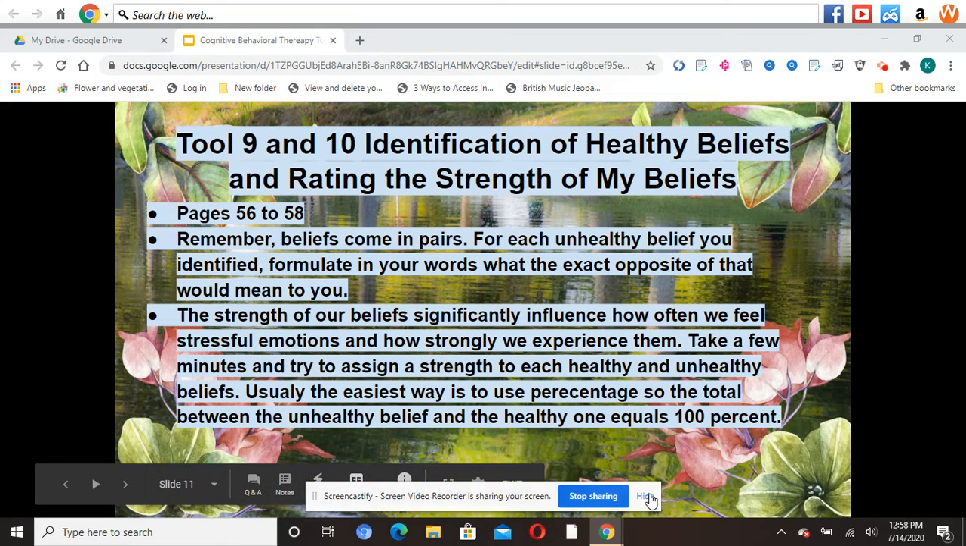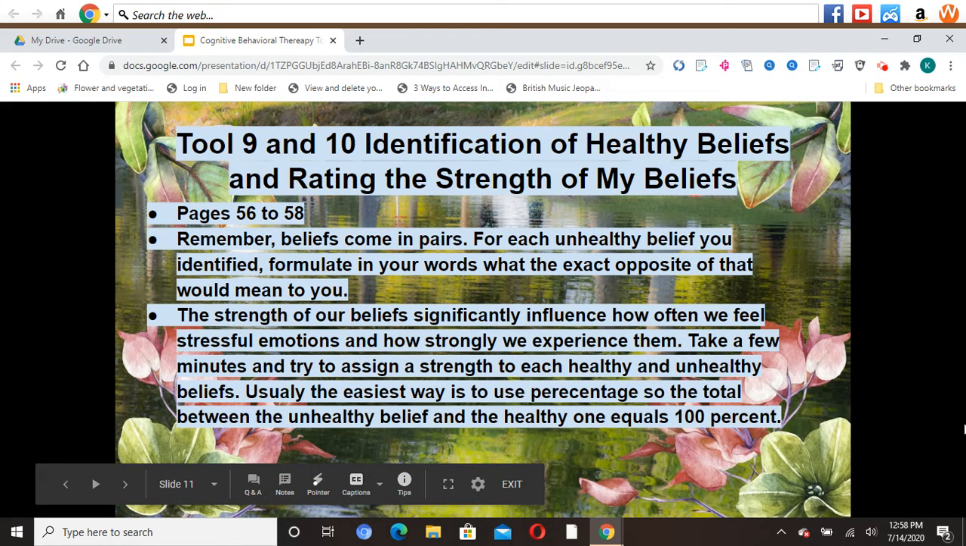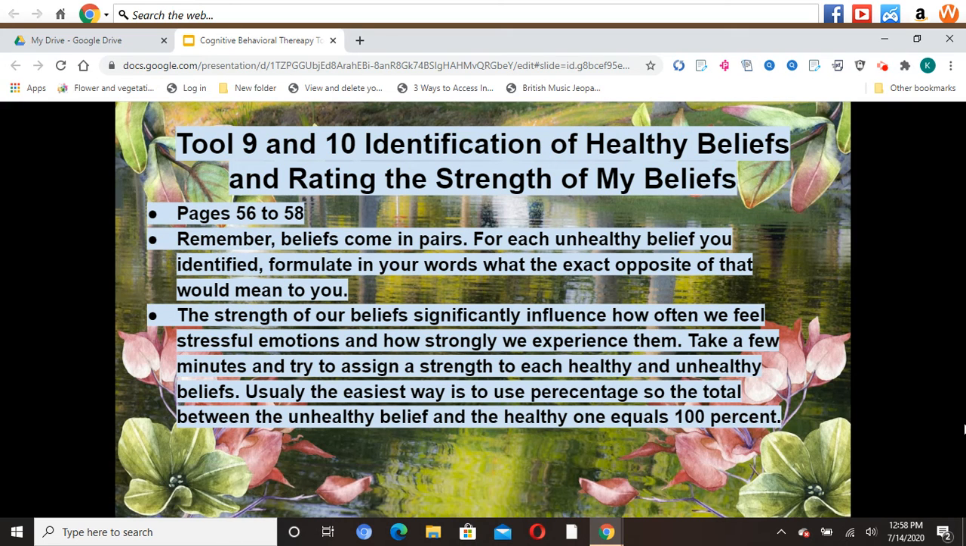So welcome back to our self-care class on our CBT Toolbox unit on stress management. We started talking about healthy beliefs, or our beliefs. So we're going to continue on with tool number 9 and number 10: identification of healthy beliefs and rating the strength of the beliefs.